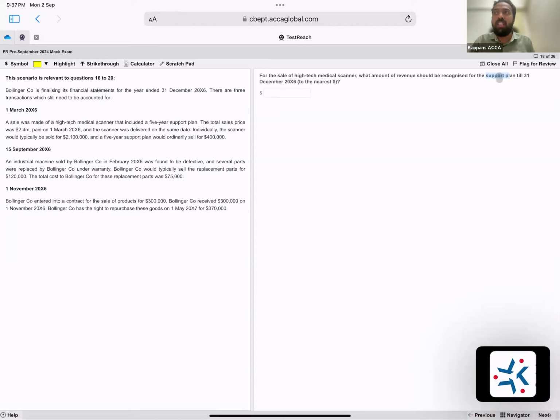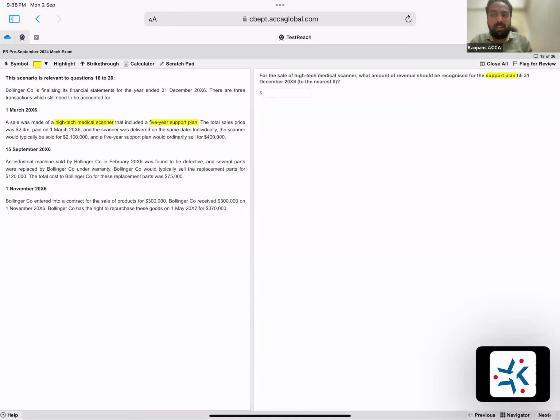They are asking about how much revenue should be recorded for the support plan. What is a support plan? There are two performance obligations in the question. One, a high-tech medical scanner, which is a product. And second, a 5-year support plan. So they're asking how you will record the 5-year support plan income.